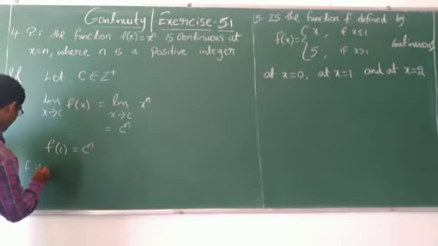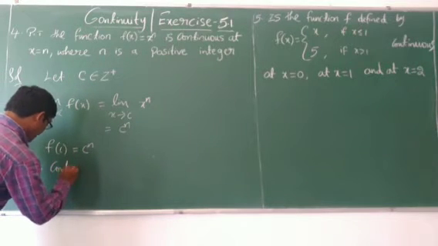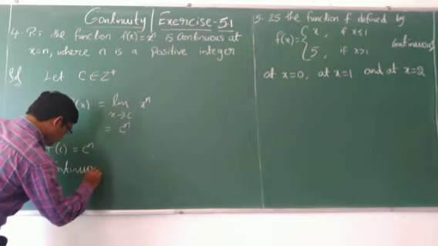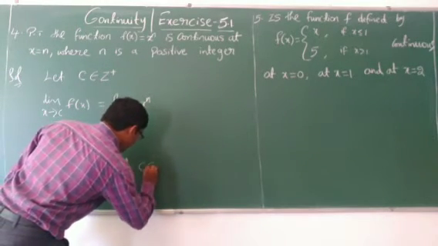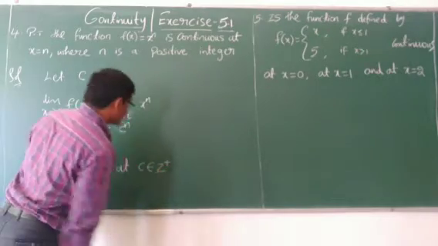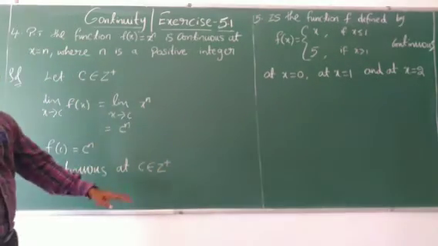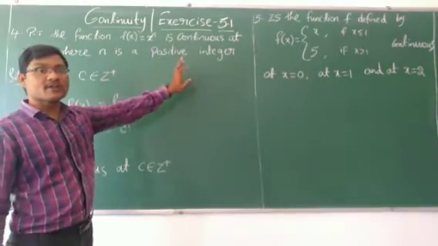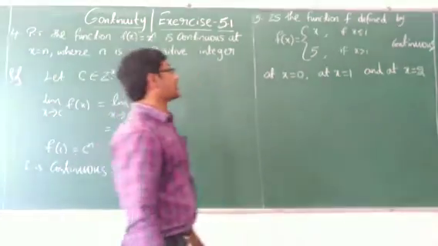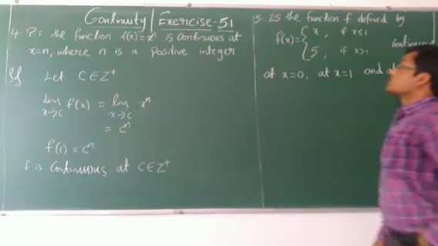Therefore, f is continuous at c belonging to the positive integers. It is everywhere continuous, but we will write Z plus because he is asking only for the positive integers. Next, consider the next question.